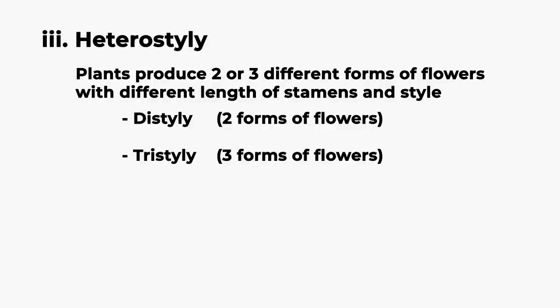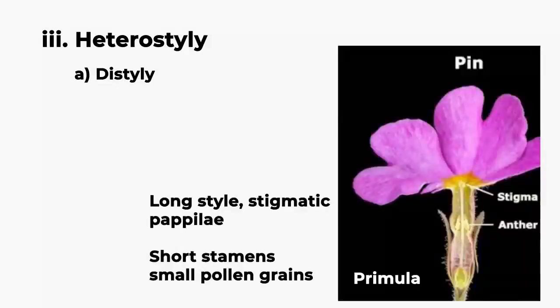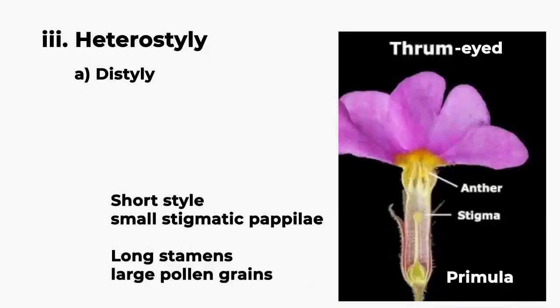Let us now understand distyly. This condition is seen in primula. It produces two forms of flowers. One is pin or long-styled, with long stigmatic papillae and short stamens with small pollen grains. The other is thrum or short-styled. We can see the short length of the style here with small stigmatic papillae. The stamens are long with large pollen grains.